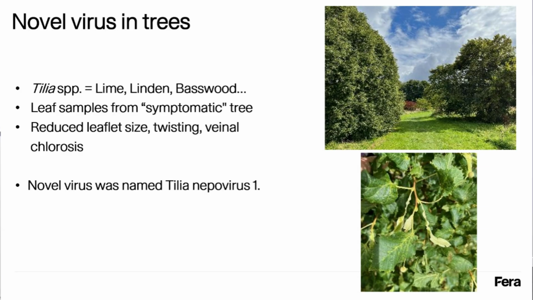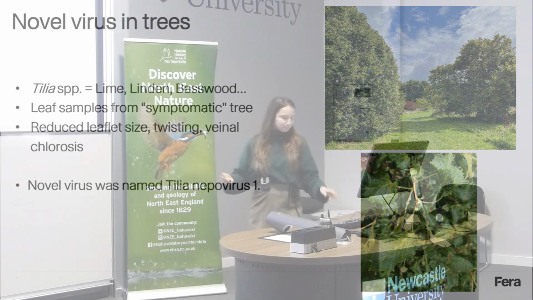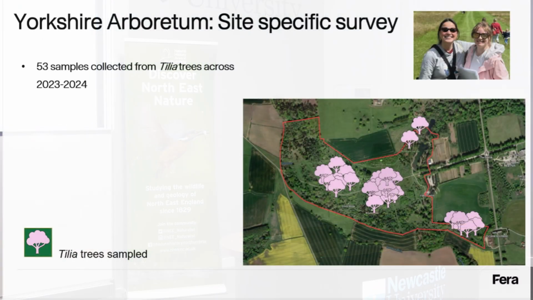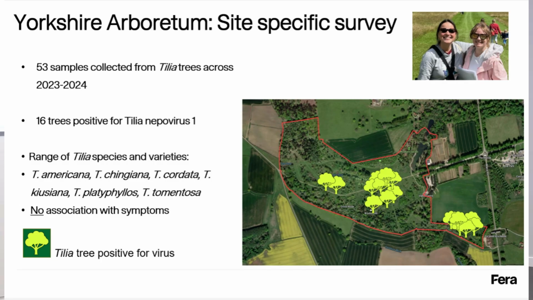So, okay, we found this virus, great. But what does this mean for UK trees? Is it causing symptoms? How widespread is it through the Arboretum? To start answering those questions, we had a summer student, Aimee Williams, and she collected more Tilia samples from across the Arboretum, shown in pink here. And of those 53 samples, 16 of them were positive for our Tilia nicovirus 1.